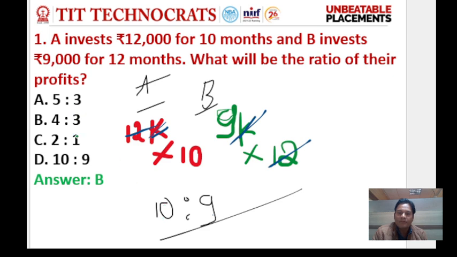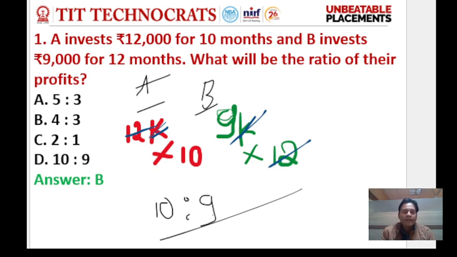So your answer will be 10 is to 9. Answer D. Here the answer will be D. Okay, there is a mistake here, I think. This is a printing mistake. Okay, next. So clear, their profit ratio will be 10 is to 9.